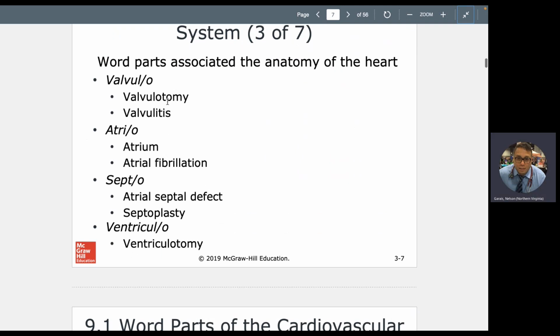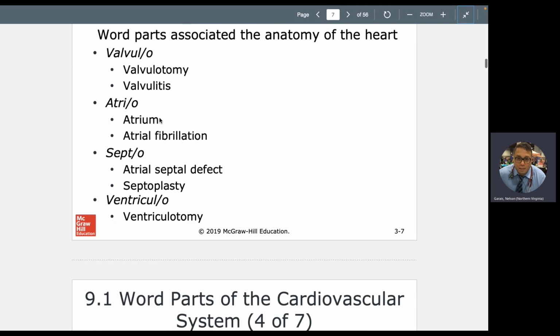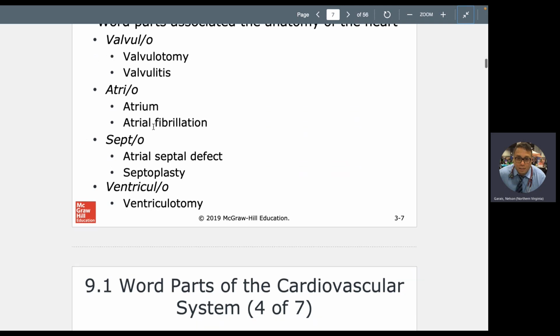Valvulotomy, tomy, I'm going to cut into the valve. I might have valvulitis. Atrium or atrial, pertaining to the atrium, the smaller chambers of your heart. Atrial and ventricular fibrillation is not a good thing. The heart is supposed to contract in an organized manner, and fibrillation is disorganization of that, also called an arrhythmia, which we're going to look at momentarily.